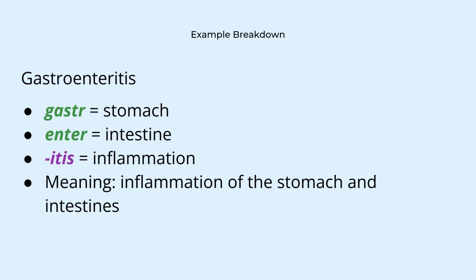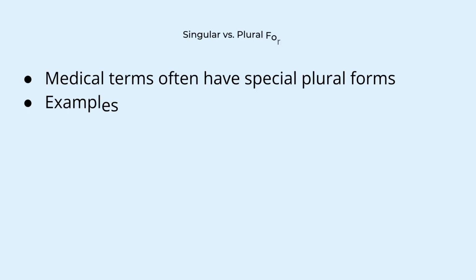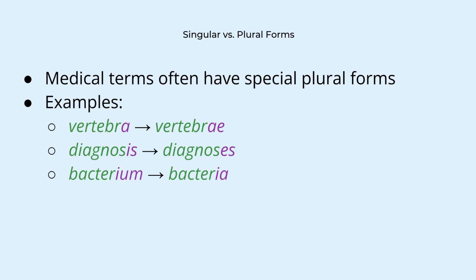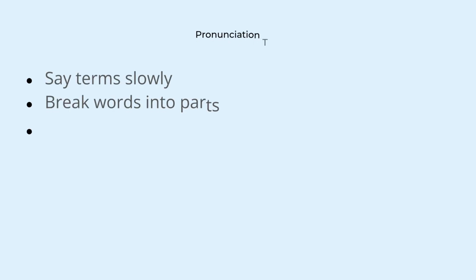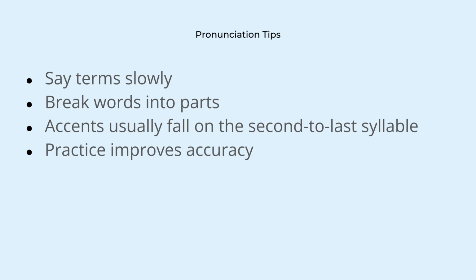Let's break down gastroenteritis. Gastro means stomach, enter means intestine, and itis means inflammation. Together, the word means inflammation of the stomach and intestines. Many medical terms have special plural forms. For example, vertebra becomes vertebrae, diagnosis becomes diagnoses, and bacterium becomes bacteria. Pronouncing medical terms becomes easier when you break words into parts and say them slowly.